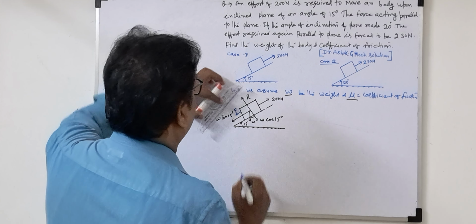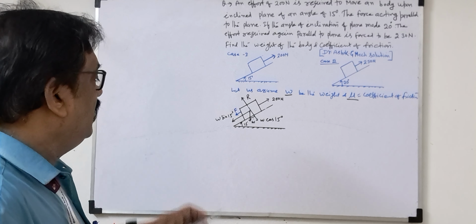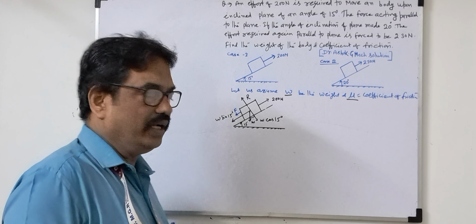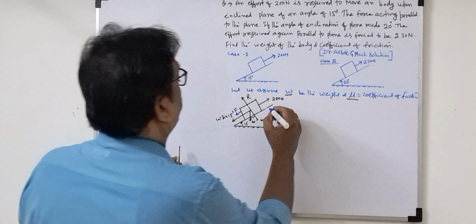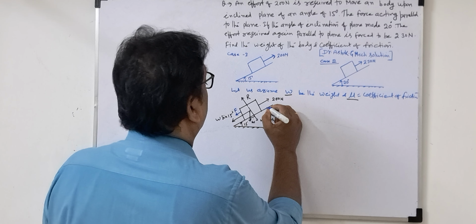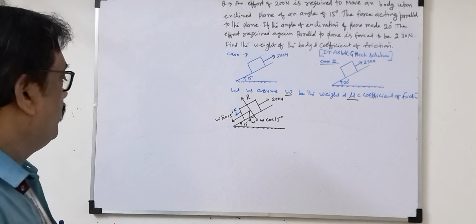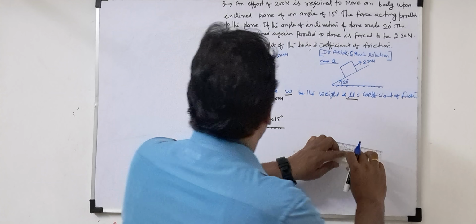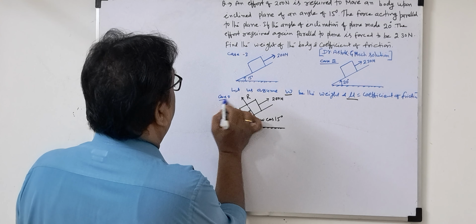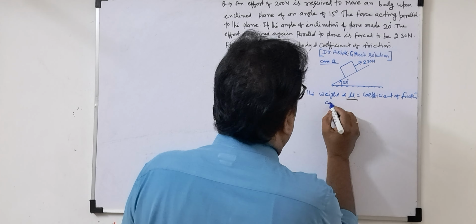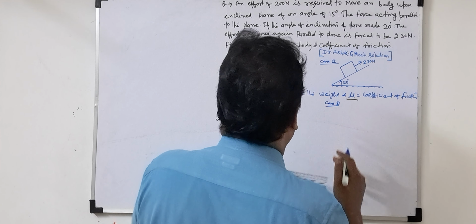If the direction we assumed is wrong, then you will get a negative value. At that time we'll just change the direction of the frictional force and leave it. No need to solve again and again. So we draw the frictional force here. Now next, case 2. This is case 1 diagram. So we'll draw the case 2 diagram.